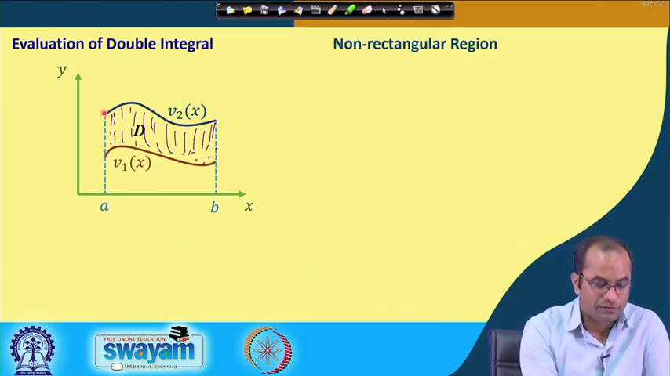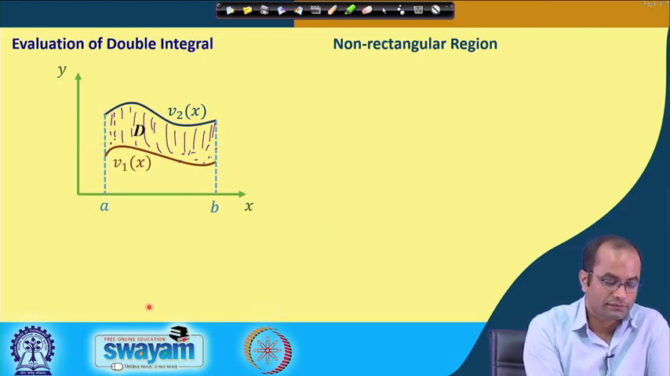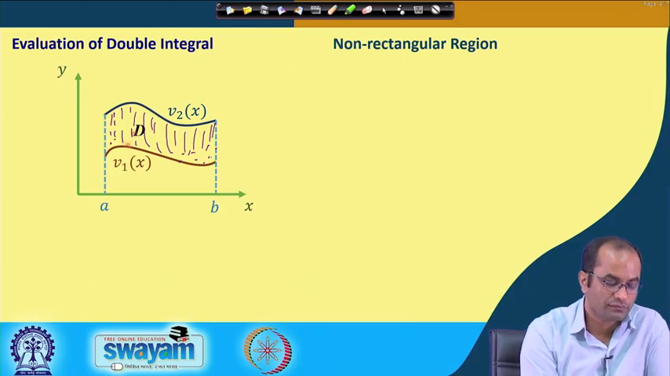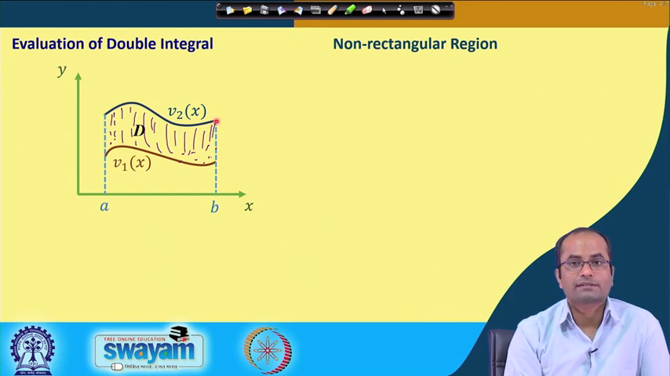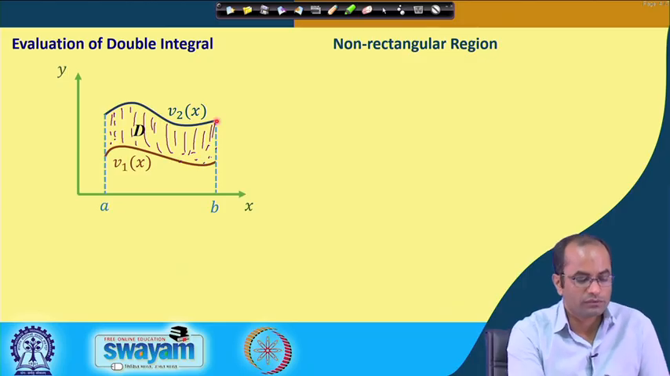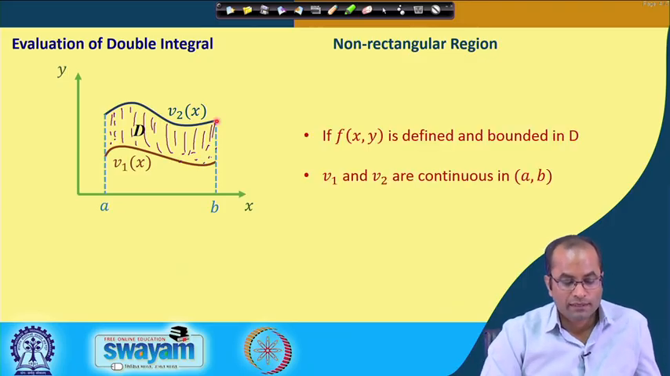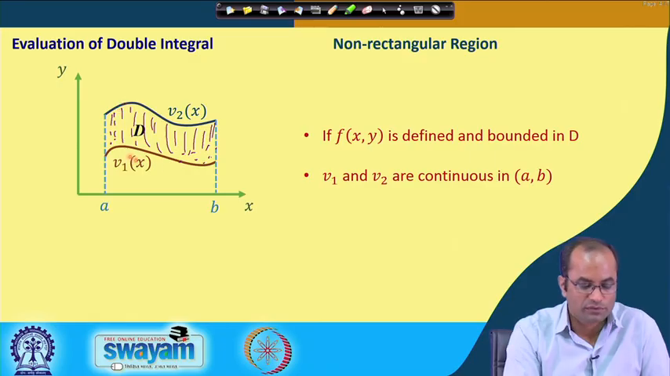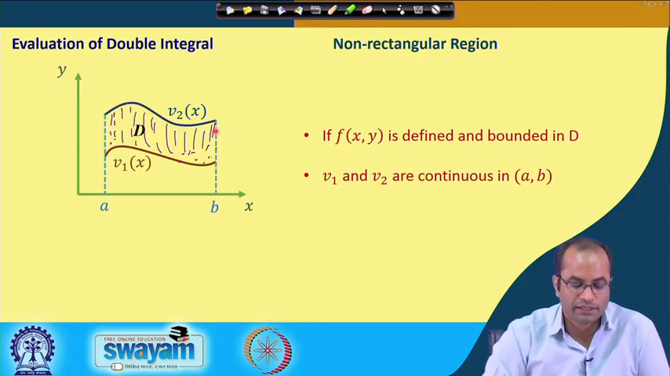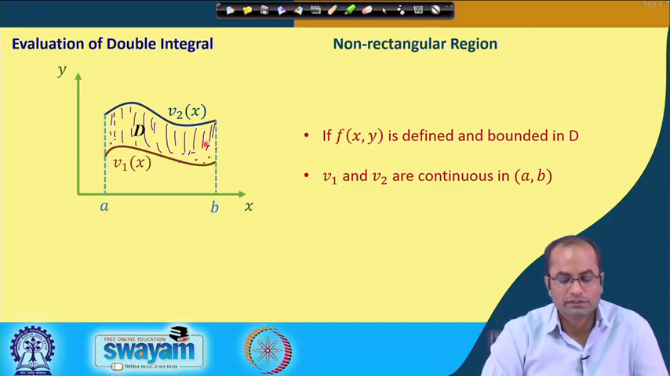In the direction of y, we have this constant. So, from x equal to a to x equal to b, this is the cut, but in the direction of y we have the functions v1(x) and v2(x). For such domains also it is not difficult to compute the integral over this domain D. First we assume that this f(x, y) is defined and bounded, or piecewise continuous in this domain, and that v1 and v2 are continuous functions.